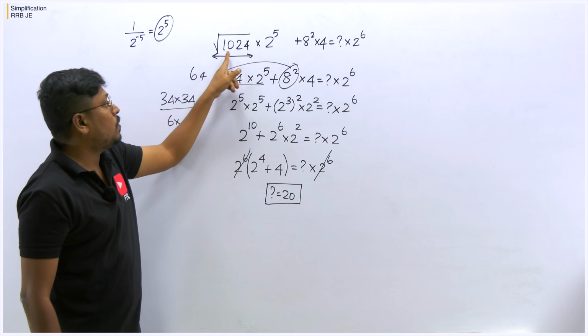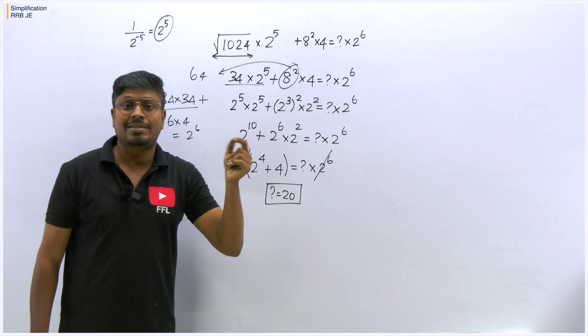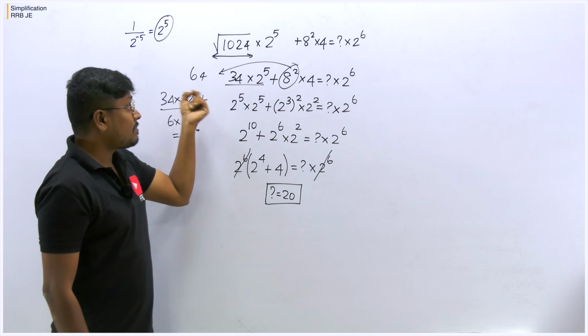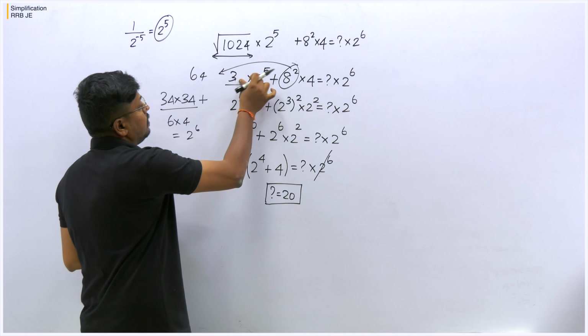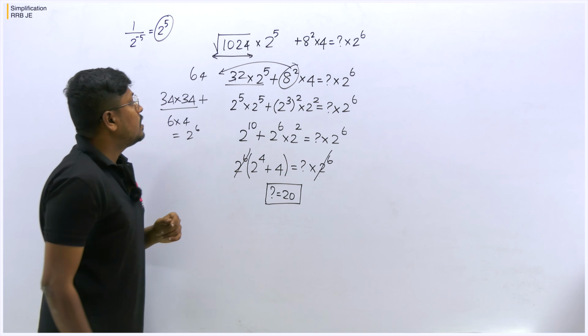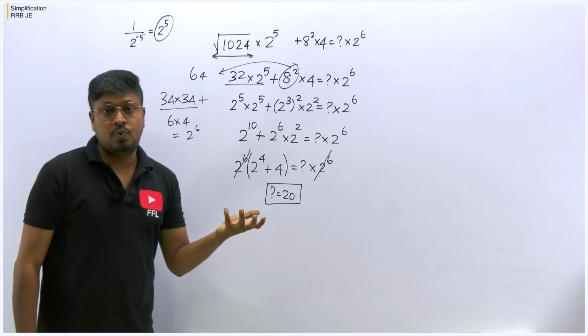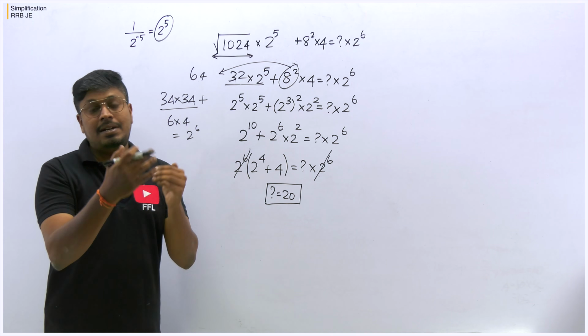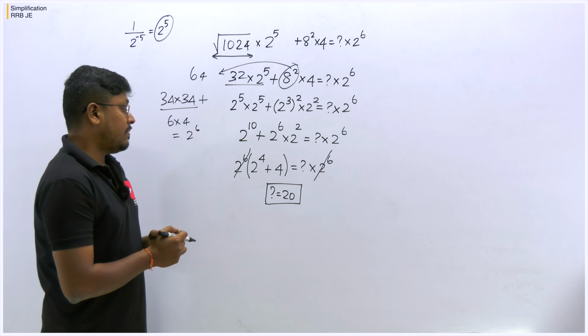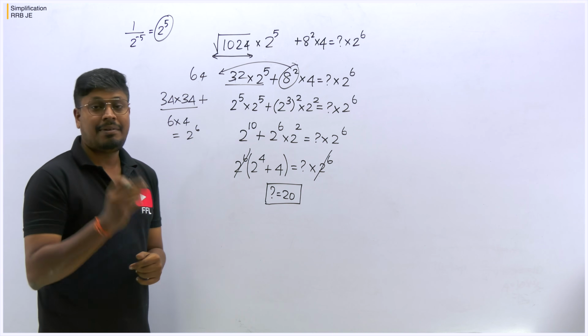So similarly here, the square root of 1024 is, sorry, not 34, it's 32, right? So 32 again can be written as 2 power 5. It is one of the easy ways to solve a question if you convert numbers like this, right? So the answer for this question is 20.